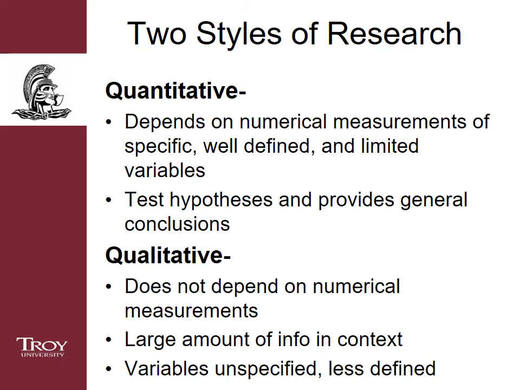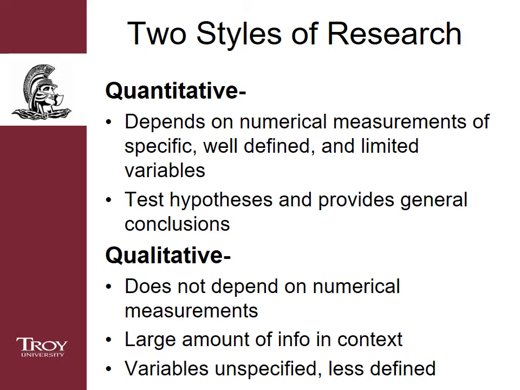But this method lets us test hypotheses and provide general conclusions, because we can look at corruption versus economic growth in dozens or every country for which there's data. And so we can look at what we call large N. N is the number of observations you've got. We can have kind of a large N study going.